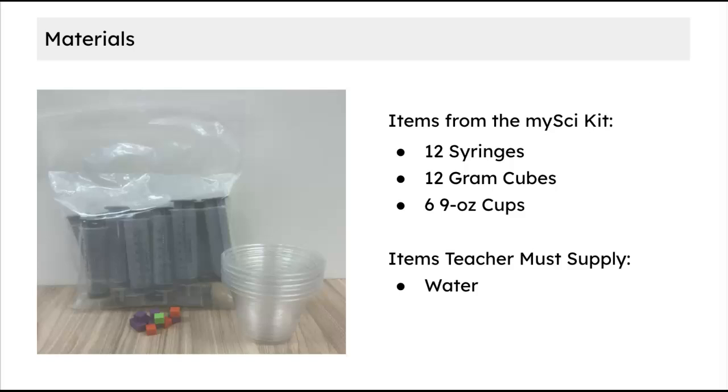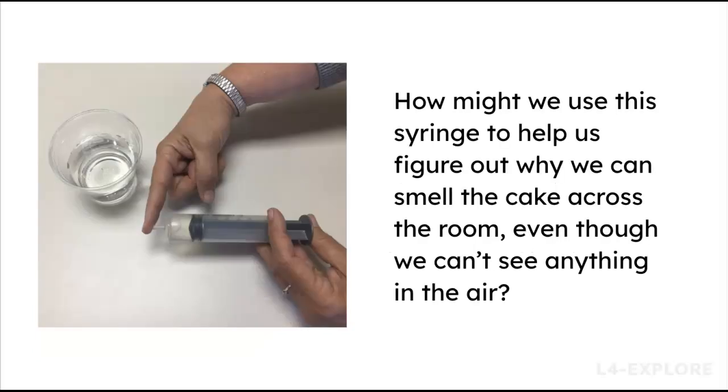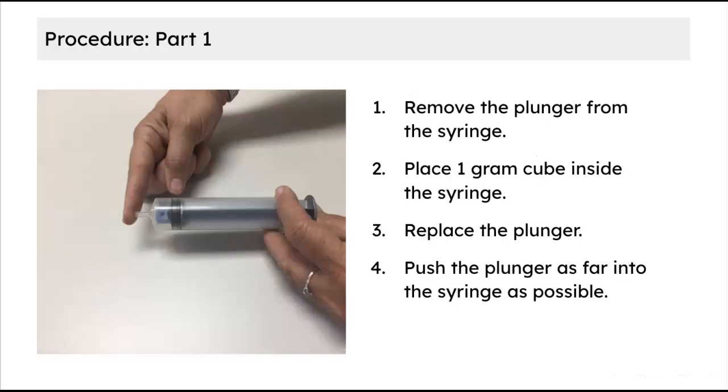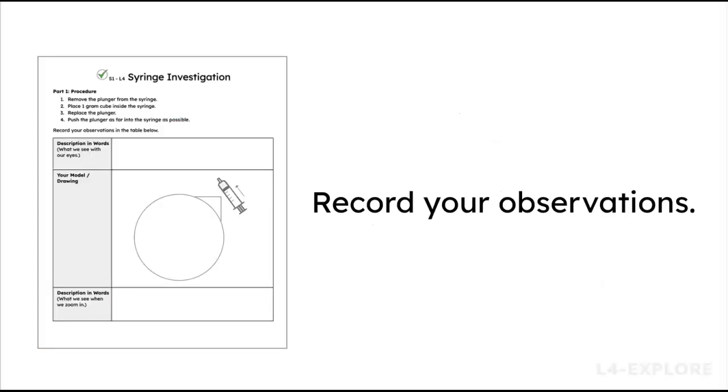For the explore portion, you'll set up the syringe investigation. You'll put students in pairs and provide them with the materials for the investigation. Students will use the syringes to examine solids, liquids, and gases and begin to think about what is happening as a cake bakes at a microscopic level. There are tutorial slides to show the setup and procedure for the investigation. You'll have students follow the procedure and record their observations in their Syringe Investigation student journal page.